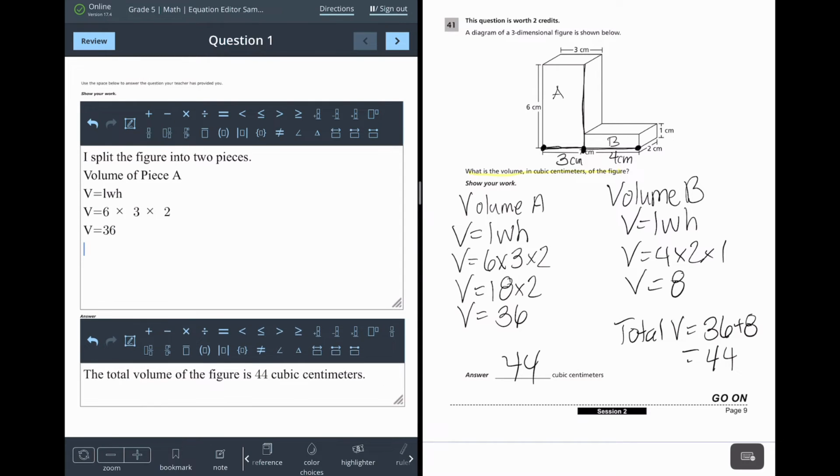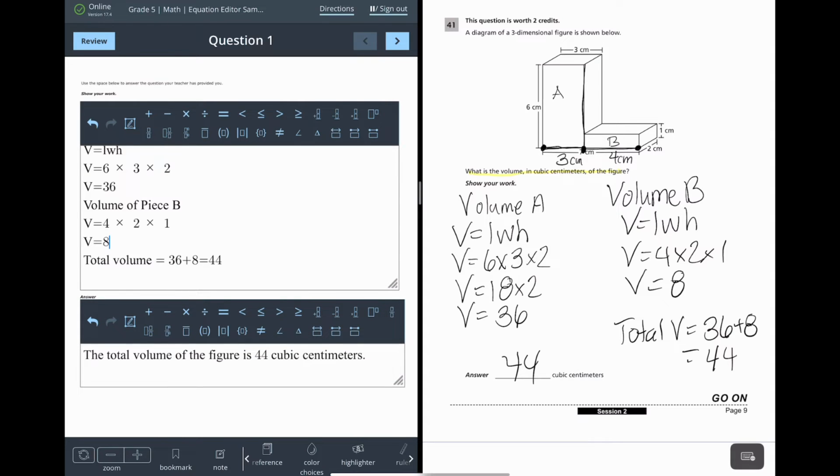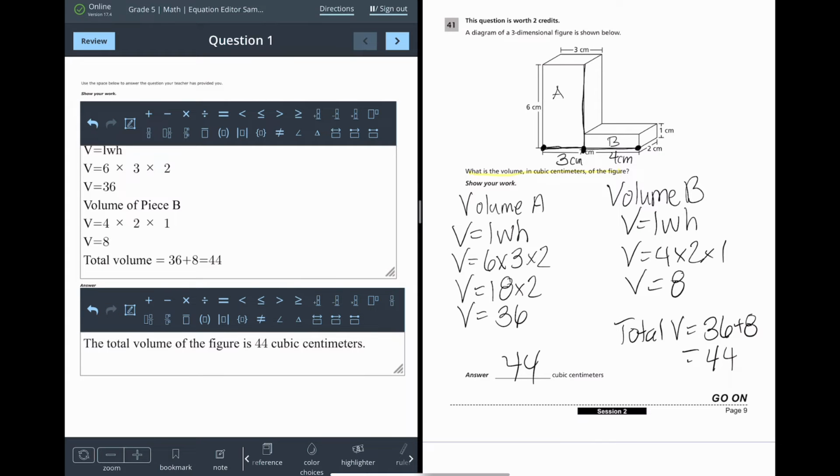And then I'm just going to do the same thing on volume of piece B. Volume is equal to 4 times 2 times 1. Volume is equal to 8. Total volume is equal to 36 plus 8, which is equal to 44. And that's it. That's all I have to do to show my work.